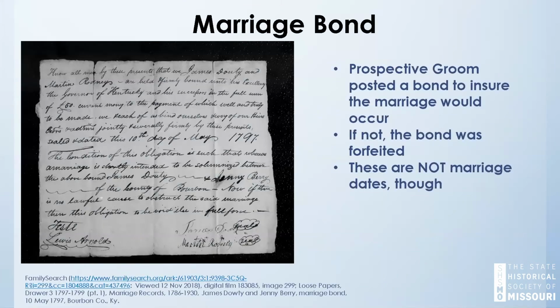A marriage bond, which some states required, I've jokingly heard referred to as insurance that the groom would actually go through with it. The prospective groom had to post a bond to guarantee that the marriage would occur. A lot of times that bond was so large that the groom would have to get some of his friends or relatives to help kick in the money. If he didn't go through with it, skipped town, didn't get married for whatever reason, the bond was forfeited. These are not marriage dates. A lot of times the bond would be filed and it might be weeks before the marriage occurred.